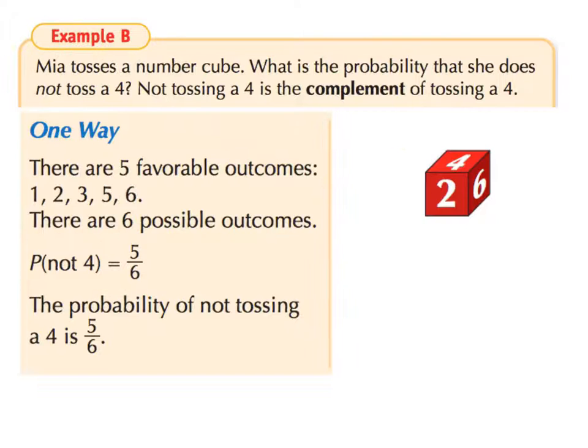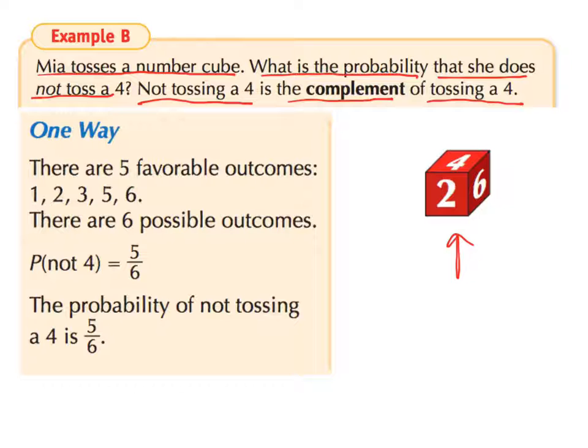Mia tosses a number cube. You know how a number cube looks. What is the probability that she does not toss a 4? If she tosses a cube, we are finding the probability of the cube landing on a number which is not 4. Not tossing a 4 is the complement of tossing a 4.